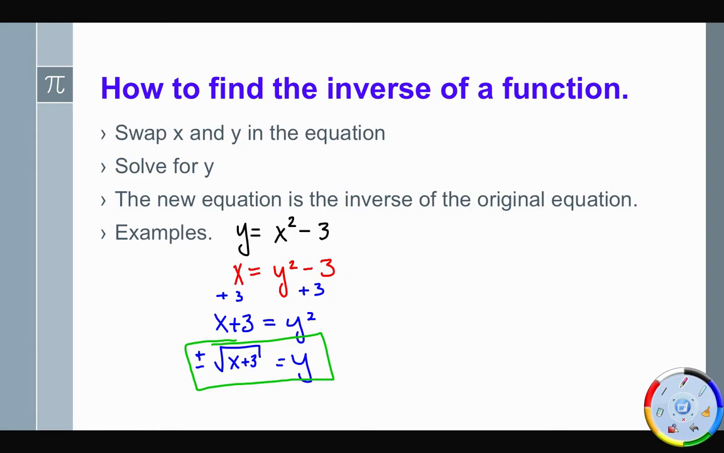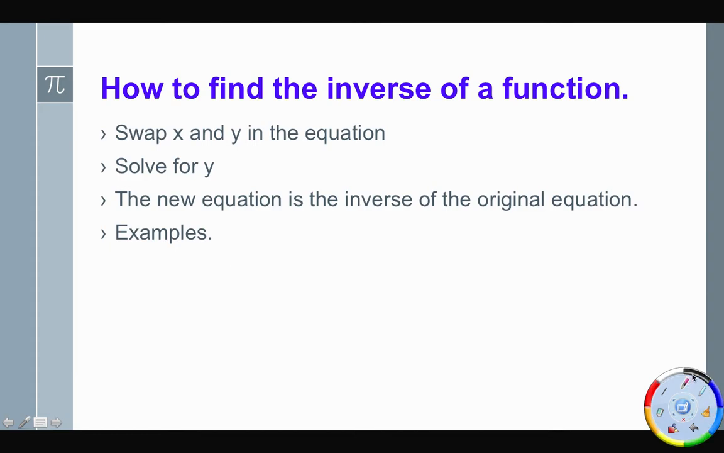Let's do one more like this before we move on to the last piece. So we're going to say y is equal to the square root of x. Actually, let's change that a little bit. Let's do the square root of 2x minus 1. So as it has been, we need to swap x and y. So we get x equals the square root of 2y minus 1.